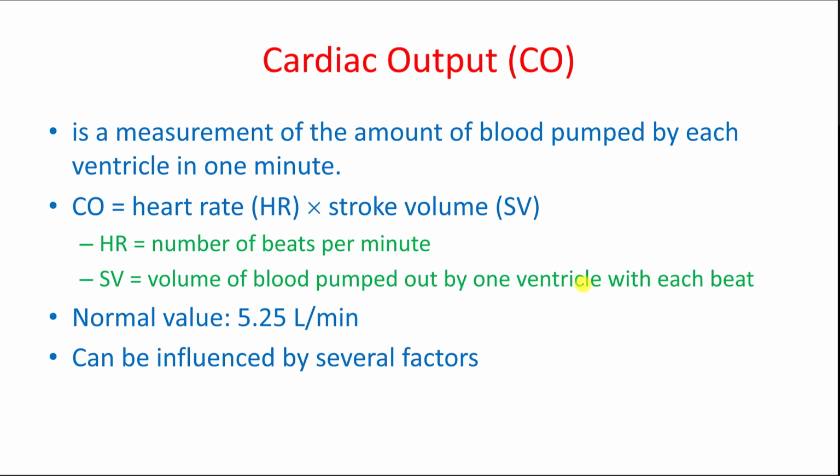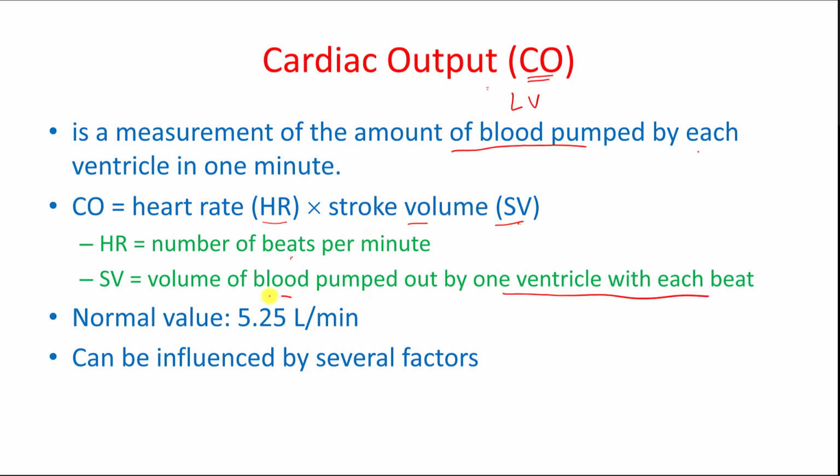Then the last thing is the cardiac output, which is the measurement of the amount of blood pumped by the heart, or by the ventricle, in 1 minute. So how much blood each ventricle is pushing per minute, and technically we're mainly talking about the left ventricle. Cardiac output is controlled by the heart rate and the stroke volume. Heart rate is the number of beats per minute, and stroke volume is the amount of blood pumped in one beat, by each beat.